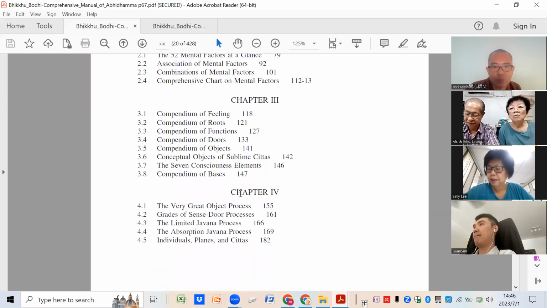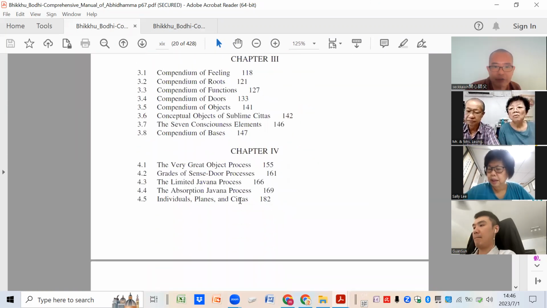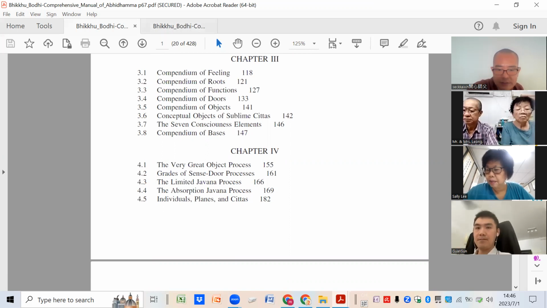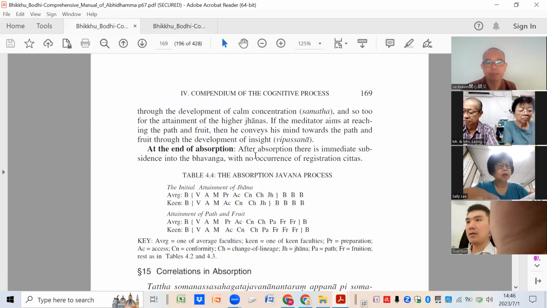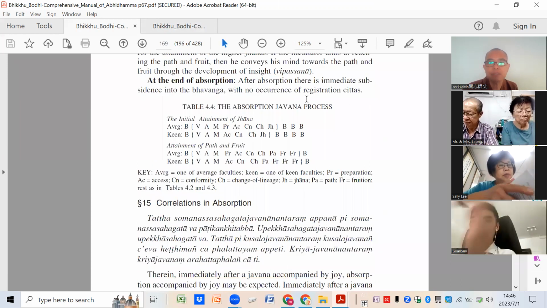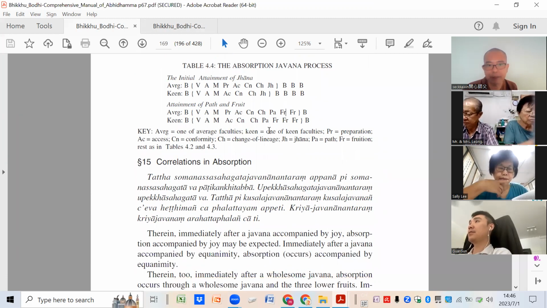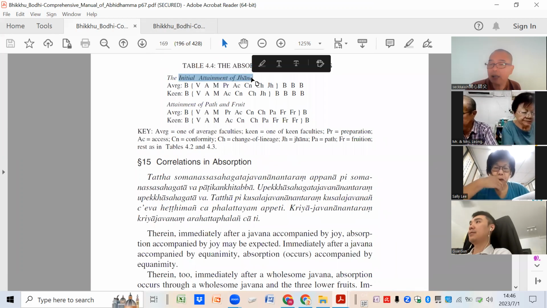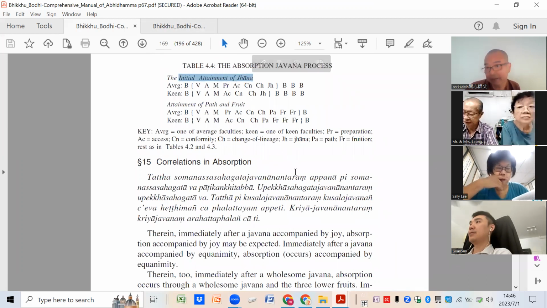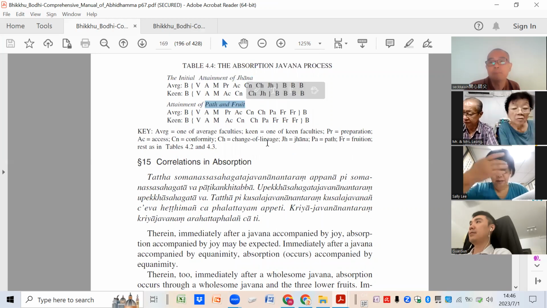Okay, class, take a look. We have to go to chapter number 4, the diagram here. Absorption jhana process, page 169. Okay, class, take a look. So this is the absorption jhana process. I have to use this to explain. You see, class, this is the initial attainment of the jhana. We call it the mundane jhana. So this is the path of fruition. We call it supramundane.